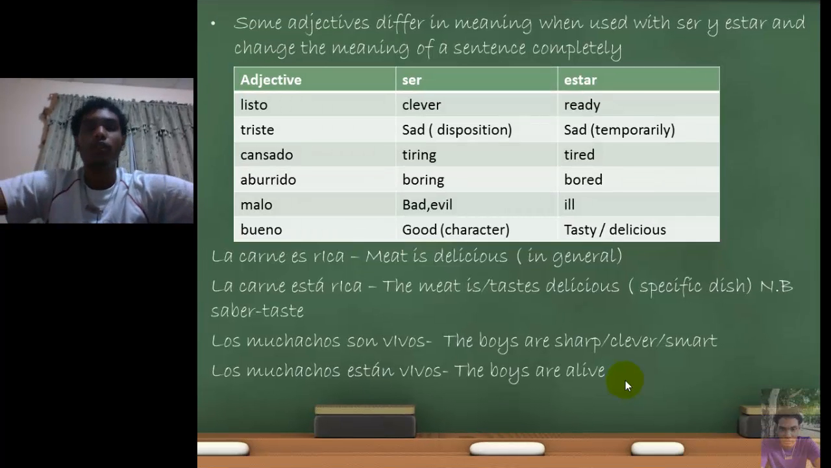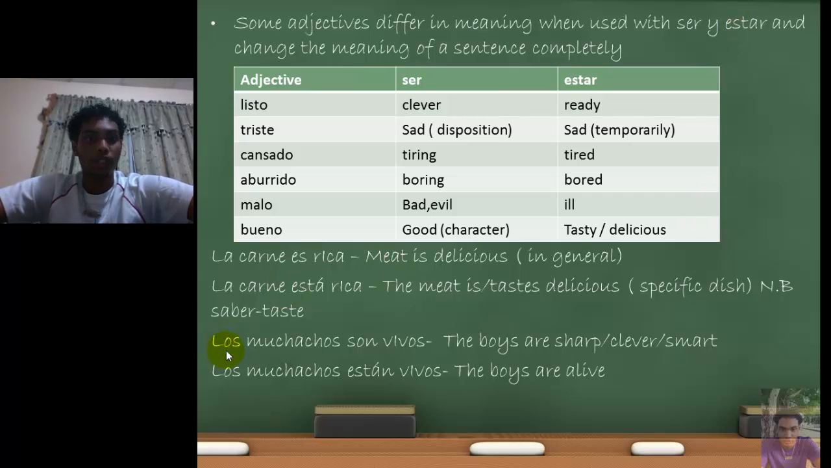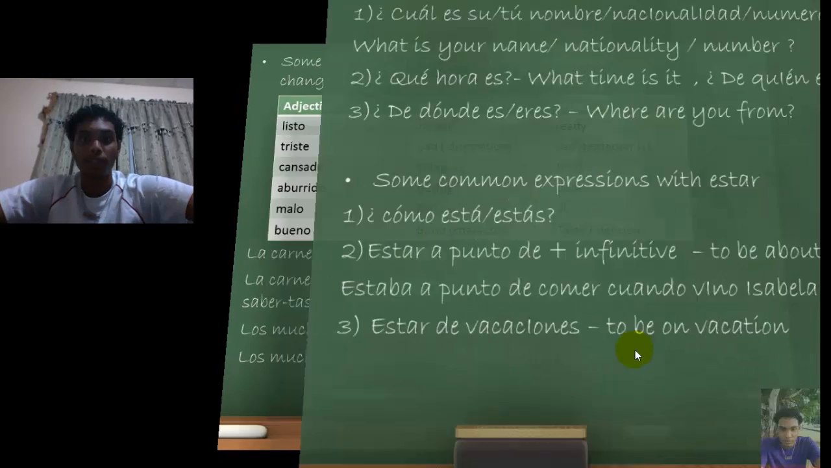Right? Okay. When you use ser and estar, the meaning of a sentence can completely change, right? So I've listed some over here, right? One important thing I want to draw your attention to is la carne es rica, so saying that generally meat is delicious, and la carne está rica, the meat tastes delicious, right? Just including right now the verb saber means to taste, right? Right, you can learn off this. It's very easy to remember. This is a clear change: alive, and sharp and clever.